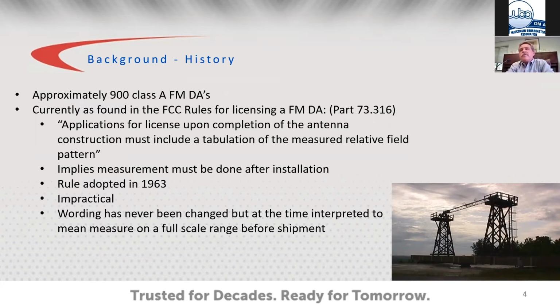Now, this rule was adopted back in 1963, and it's quite impractical, and even more so in 1963, given the test equipment they had to work with to do any kind of field measurements. So, without any changes to the wording in the rules, it was interpreted to mean on a full-scale range before shipment. And the FCC has since accepted this interpretation.